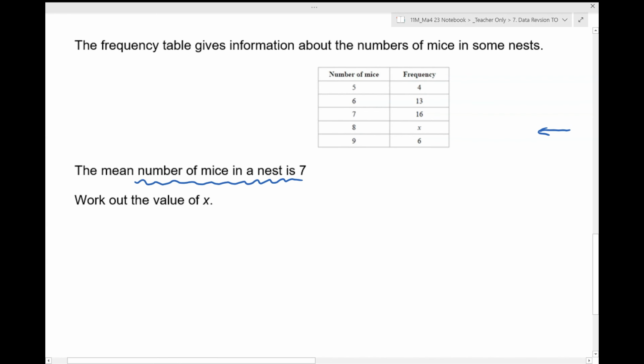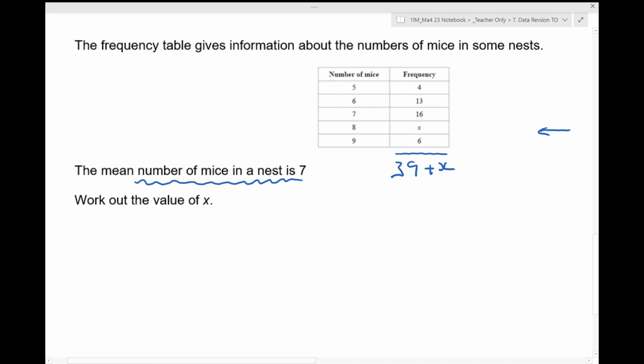Right, I'm going to start by working out how many nests there are in total in this table. So I'm going to add together the frequencies. 4 and 13, and then 16, and then 6, and then x. 17, 33, 39, 39 plus x. That's how many nests there are in total.